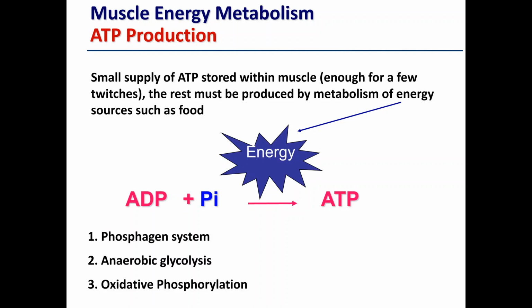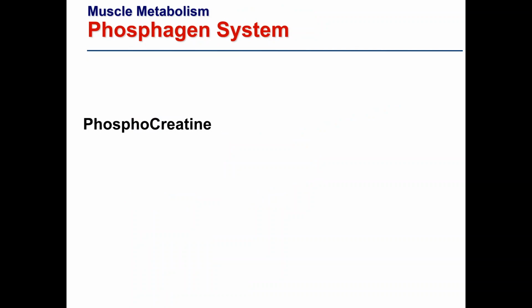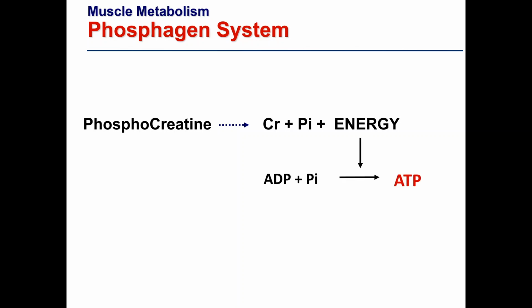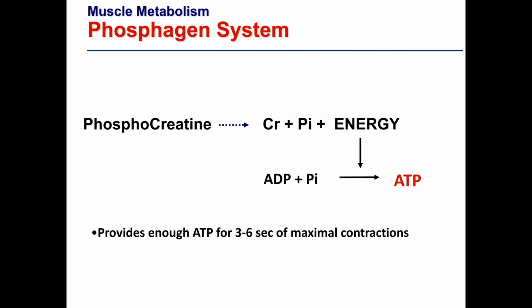There are three systems predominantly through which the muscle generates ATP: the phosphagen system, anaerobic glycolysis, and oxidative phosphorylation. We'll go into those in a little bit of detail now. The phosphagen system is based on phosphocreatine. So you have creatine plus an inorganic phosphate plus energy created within that. That energy is used to bind adenosine diphosphate and inorganic phosphate to ATP.